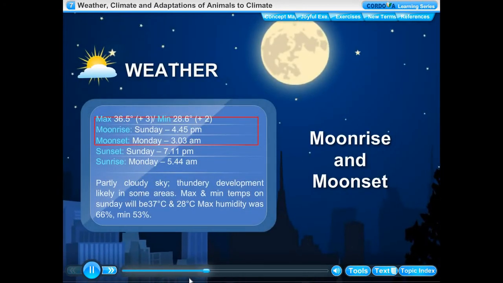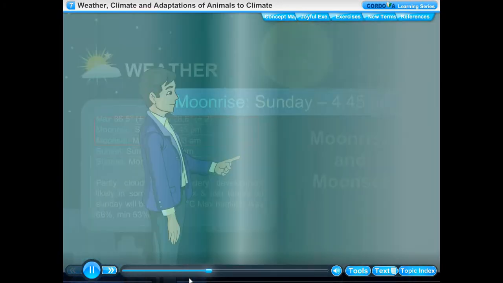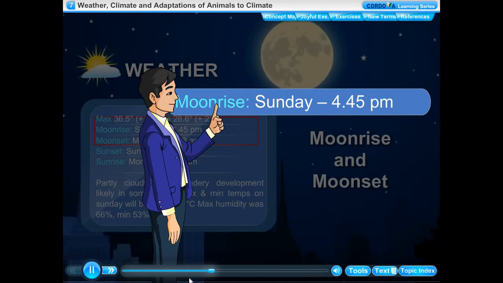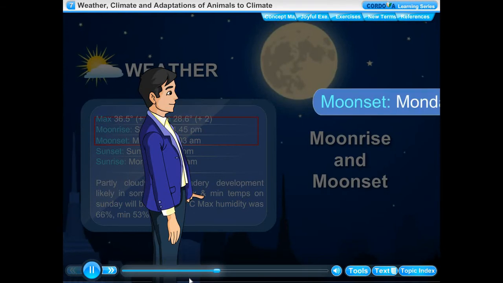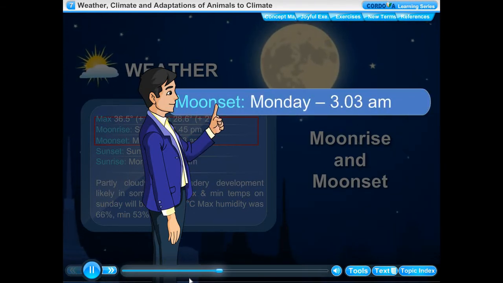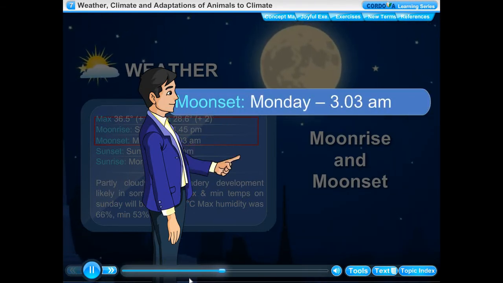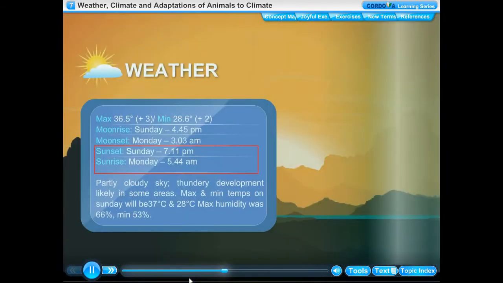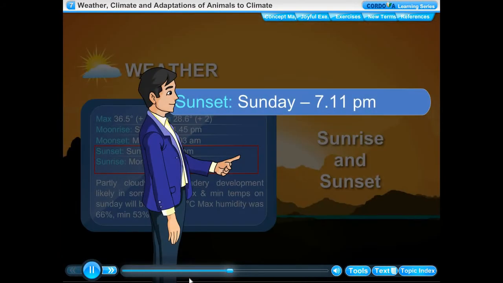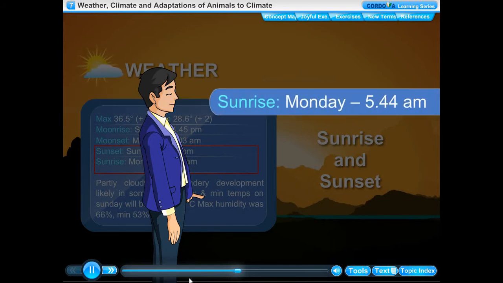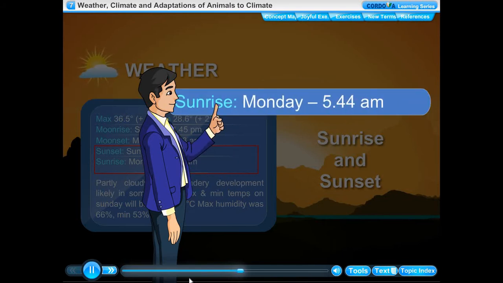Moonrise and moonset. The weather report given in the figure tells us that the moon will rise on Sunday at 4:45 p.m. and will set on Monday at 3:03 a.m. Sunrise and sunset. The weather report in the figure tells us that the sun will set on Sunday at 7:11 p.m. and the sun will rise on Monday at 5:44 a.m.